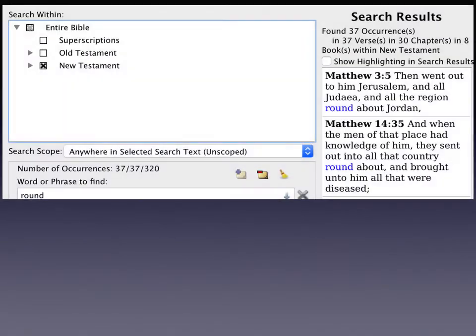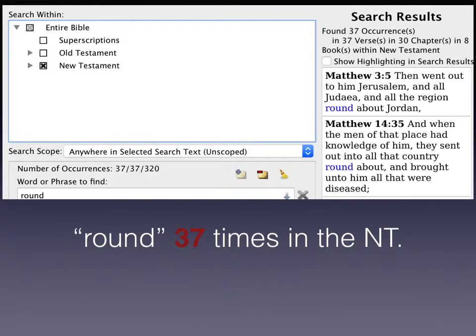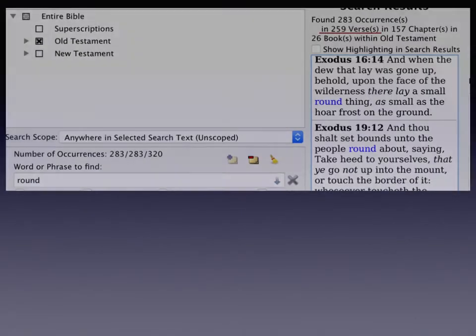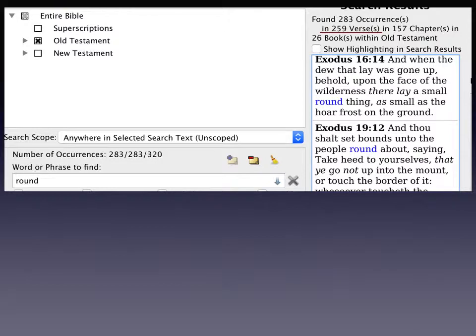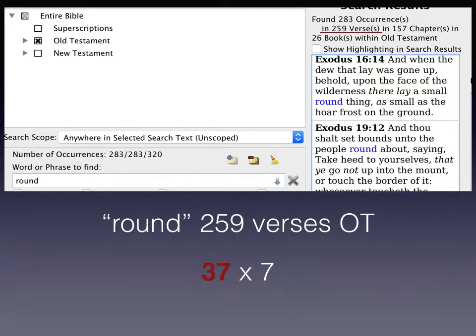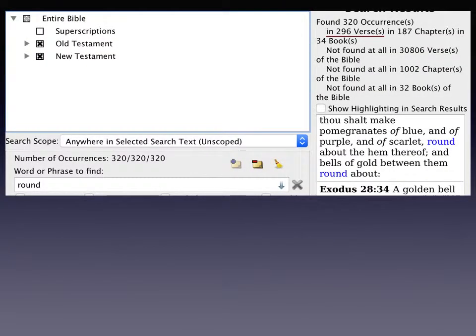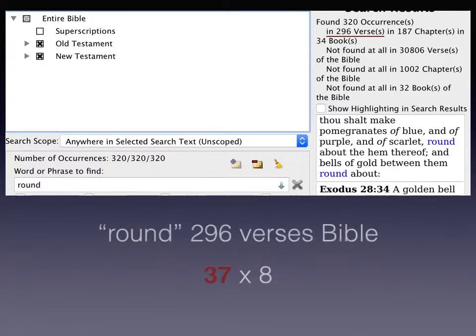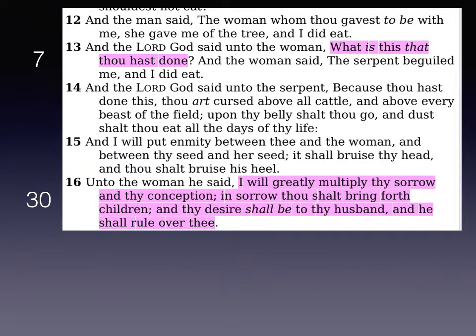In your King James Bible, the word round occurs in the New Testament 37 times. Also, the word round in the Old Testament occurs in 259 verses of the Old Testament. That's 37 times 7. So that means in the Bible, the word round occurs in 296 verses. That is 37 times 8. Maybe in the near future, I'll show you how you can calculate the number pi in the King James Bible to 5 significant figures. It'll be a video for another day, but it's there.